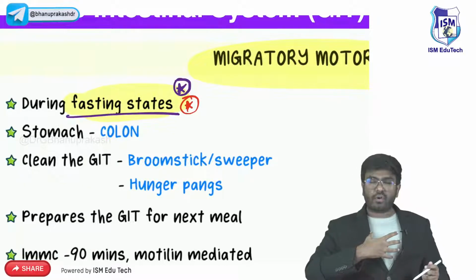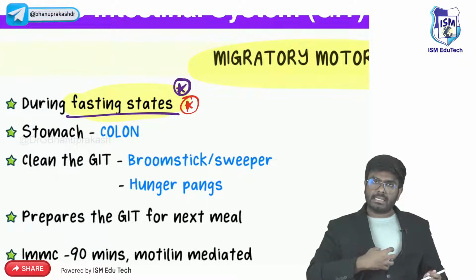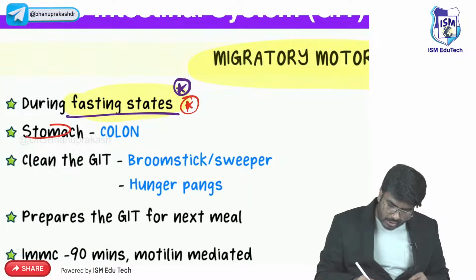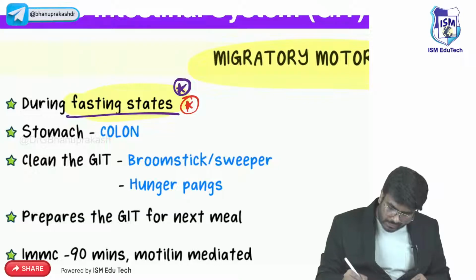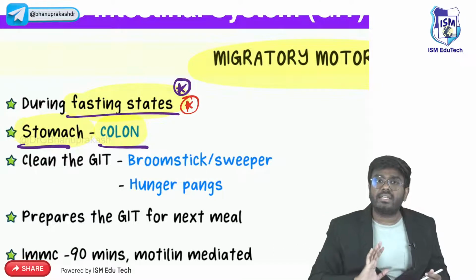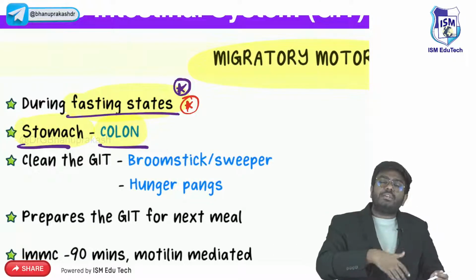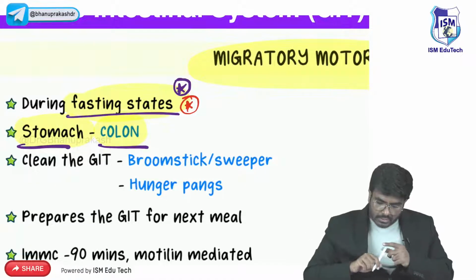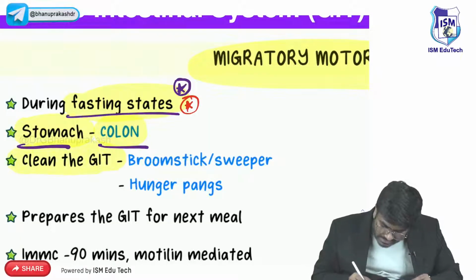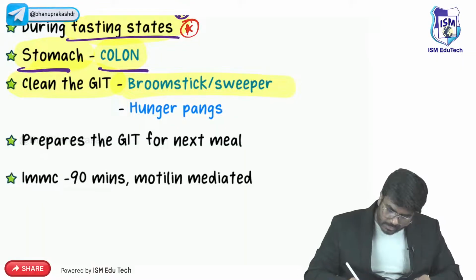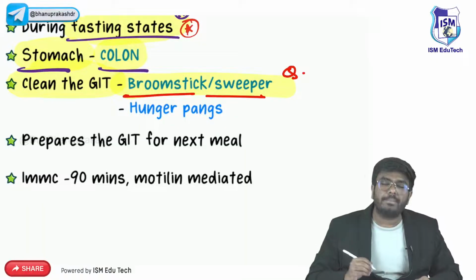So, a powerful wave of contraction starts from the stomach. Okay, a contraction wave is going to start from the stomach and it is going till the colon. This contraction is going even without the food, even without eating. Why? To clean any residues. If there is any leftover material, it needs to be cleaned, right? So this migratory motor complex cleans the GIT. So that's why it's called the broomstick or sweeper of the GIT.